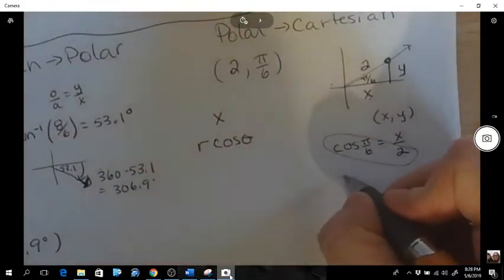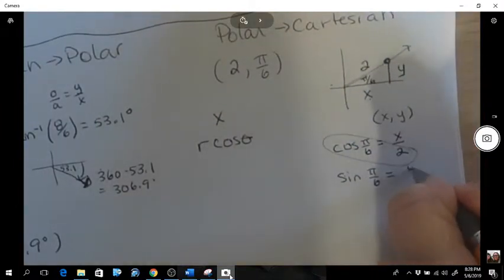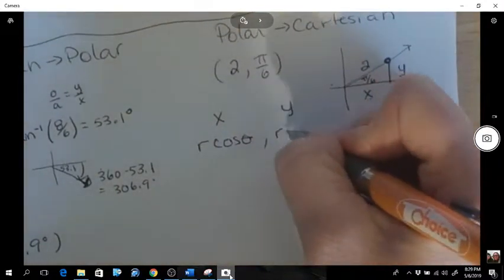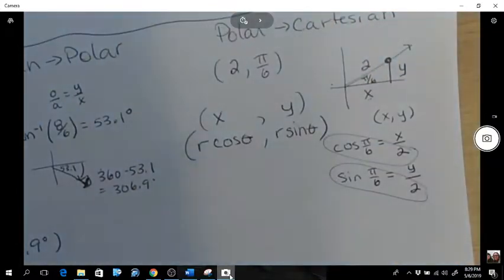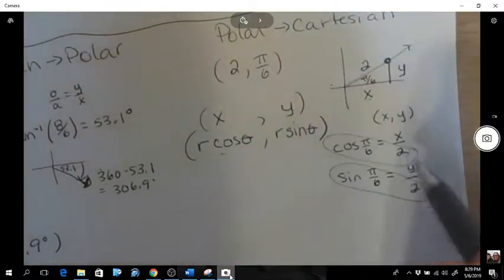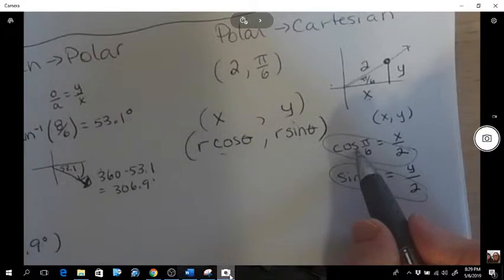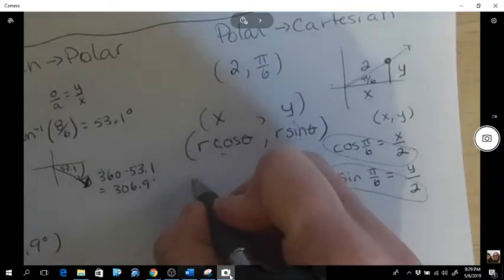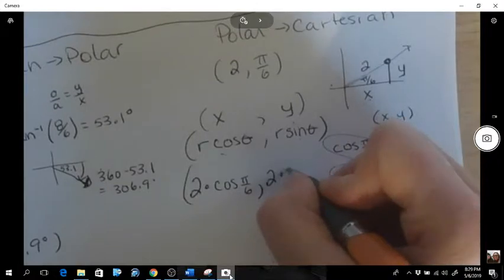And then if I'm setting up in my SOHCAHTOA, the sine of the angle is equal to the y over the r. And here the y value comes out as r times the sine of the angle. Okay, so you can remember these formulas or just apply your SOHCAHTOA stuff. Okay, so 2 times cos of pi/6. So I'm going to write it out like this. And then 2 times sine of pi/6.